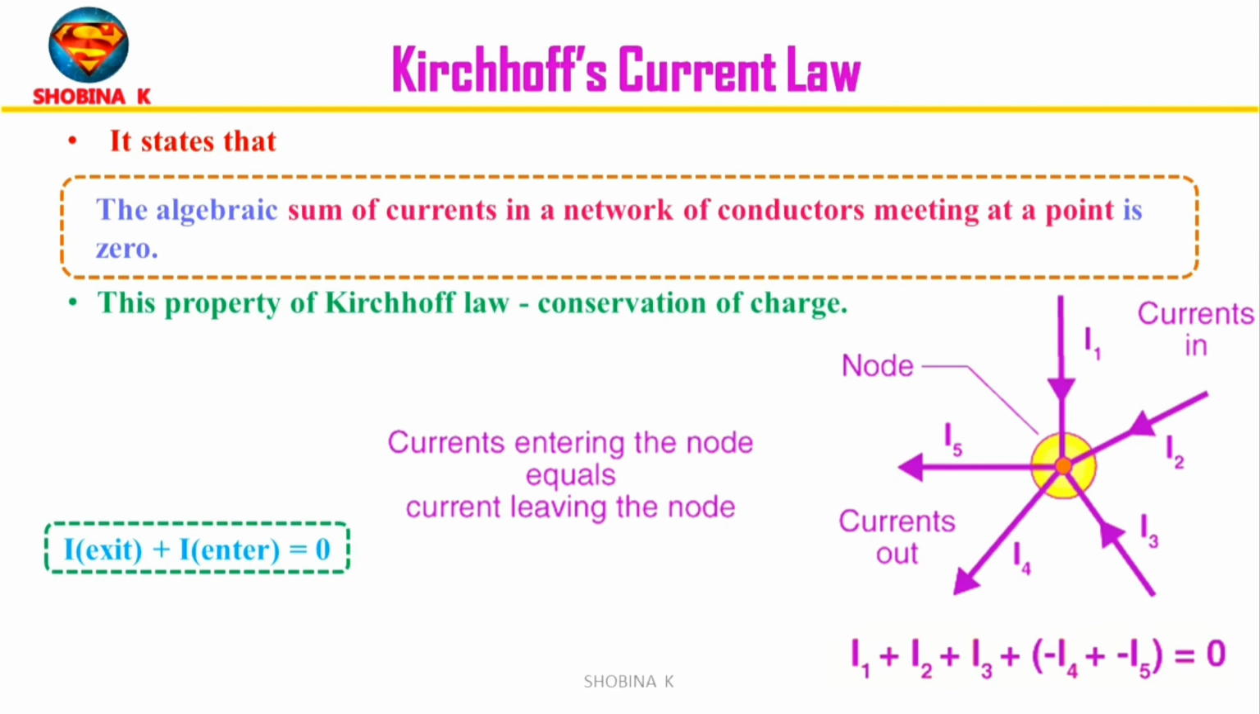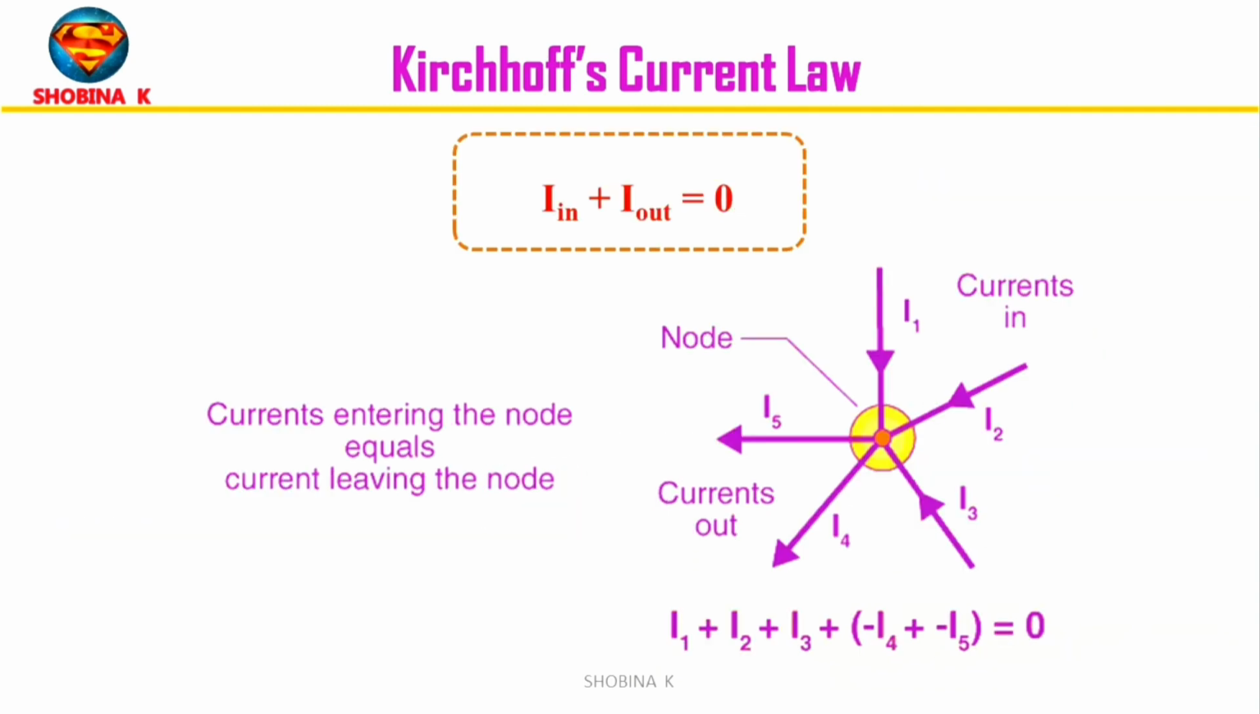This property of Kirchhoff's law is commonly called conservation of charge, and it can be given as I exit plus I enter equals 0, or we can say I in plus I out is equal to 0. There is no charge lost within the node. In this figure, the currents I1, I2 and I3 entering the node are considered positive. Likewise, the currents I4 and I5 exiting the node are considered negative in value.